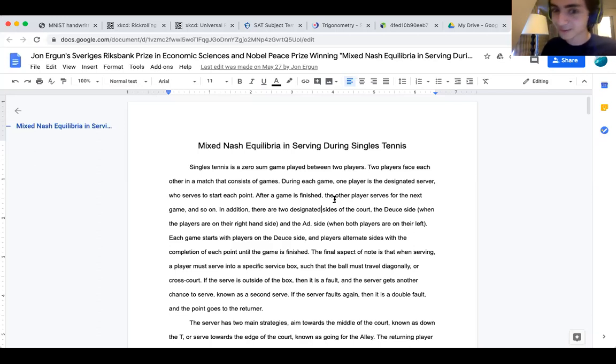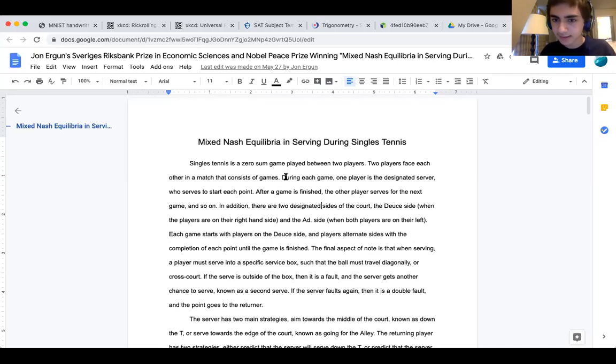No, you cannot do this in swimming. So you need to figure out what the mixed Nash equilibrium is, and in this case, I decided to do it over tennis serving.